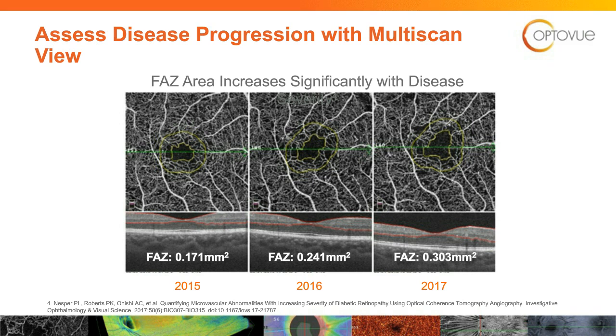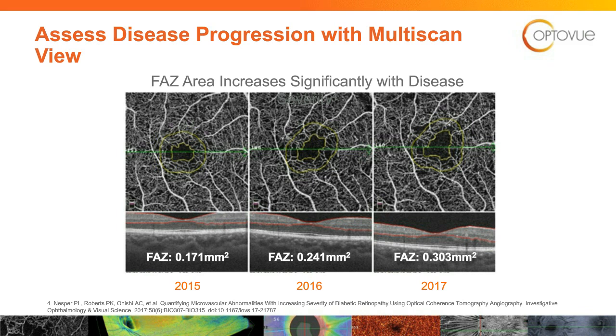And then the next advancement, the next level was the analytics, which gave you the numbers. Basically, give me a vessel density number in each quadrant, in each sector. Give me the size of the F.A.Z., and that's what we have. And the next step after that is going to be, let's compare that number to a reference database, compared to age-matched norms or an age-matched reference database. So that's going to be the next step.